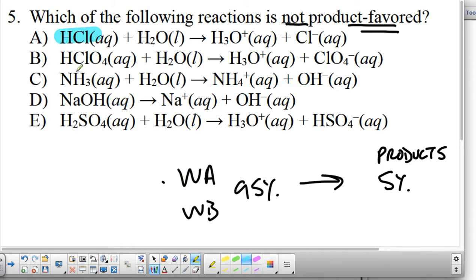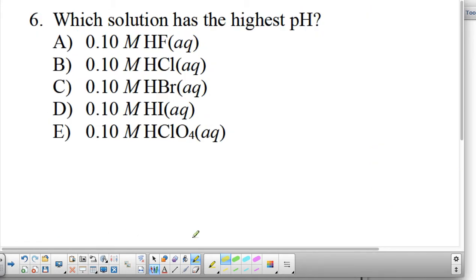HCl, strong acid. HClO4, strong acid. NaOH is a strong base. H2SO4 is a strong acid. If you look, ammonia NH3 is a weak base. So by definition of being weak, only 5% of it at most would produce products. Therefore, it is not a product favored reaction. The K value would be less than 1. Number 6, they're asking you for highest pH.